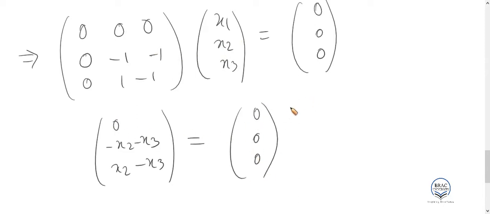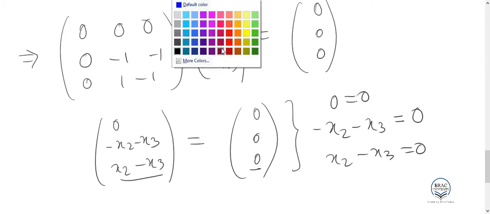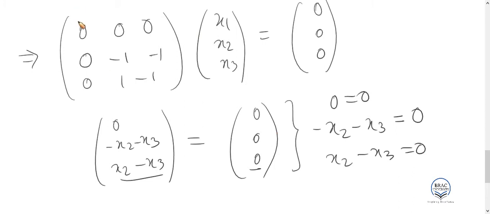Now if you compare, the first thing we get from here is that 0 equals 0. The second thing we get is that minus x2 minus x3 is equal to 0, and from the third part, we get x2 minus x3 equals 0. And recall from our first week's lecture that since we have three variables, the first column corresponds to x1, the second one corresponds to x2, and the third one corresponds to x3. That's how we thought of these things.